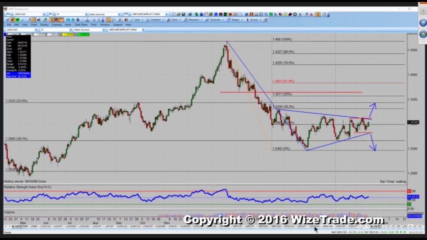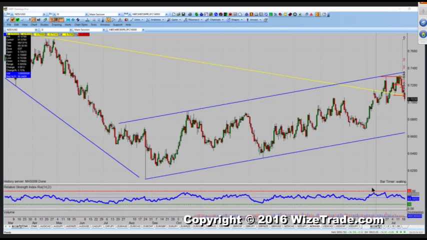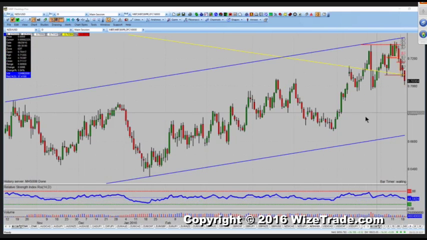All right. Let's go over to the Kiwi. There's the Kiwi. Now we have dairy auction results that come out later today. Now the thing about the Kiwi dollar, this is a very bearish event. What's happening right now is extremely bearish.